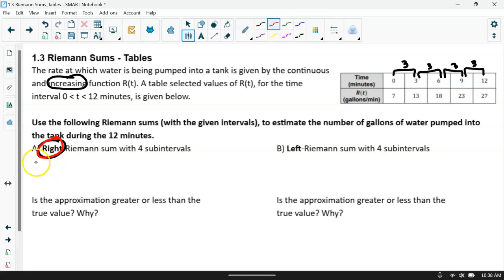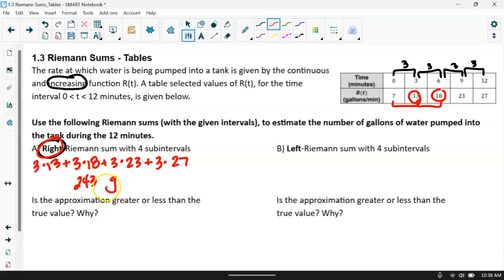So in this case, it would be 3 times the right side of the first interval, which is 13. So 3 times 13, then plus 3 times 18, plus 3 times 23, plus 3 times 27. These are all values that represent the right side of the subinterval. Multiply, add them up, and you get 243 gallons.